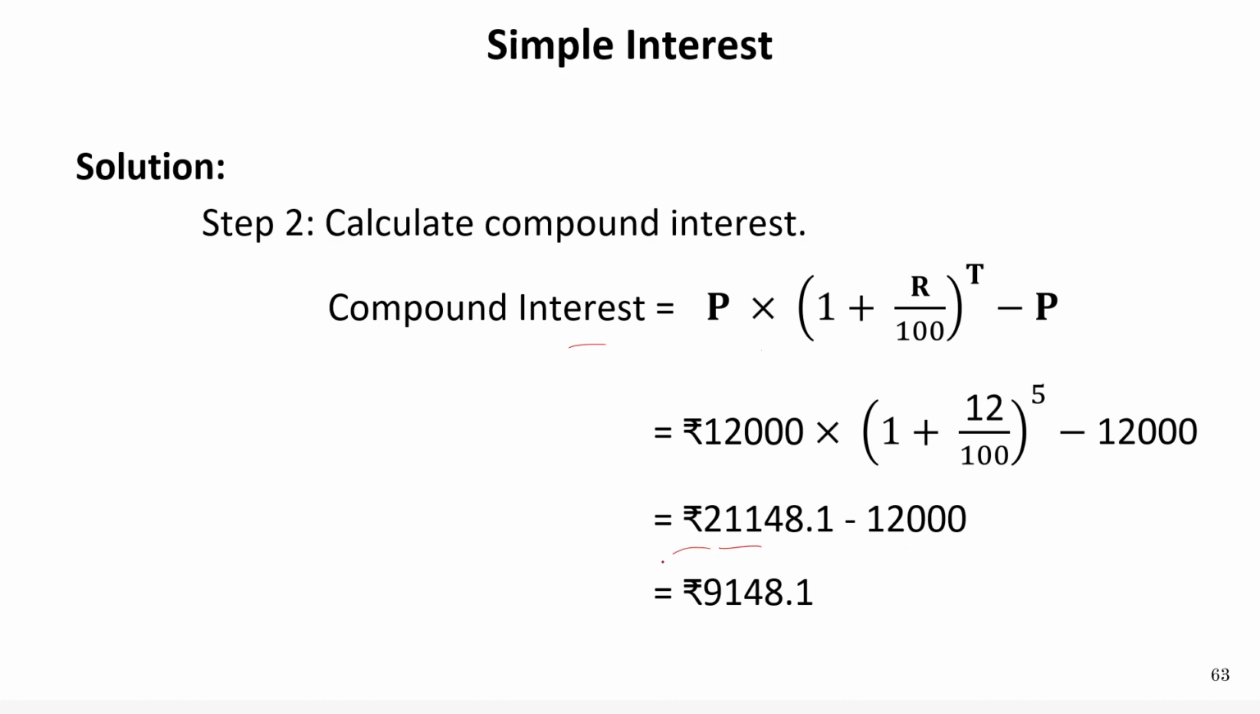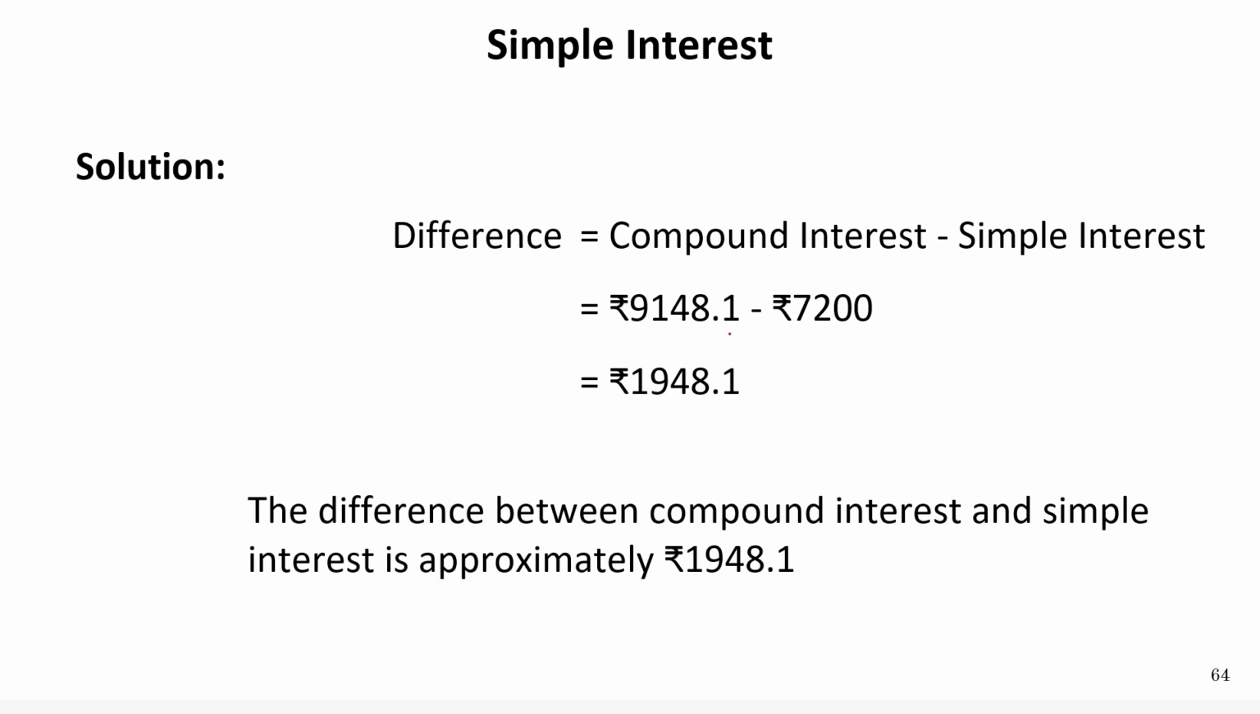So 21,148.1 minus 12,000 is equal to 9,148. So the difference is 9,148.1 minus 7,200, that is equal to 1,948.1. Okay. So if we subtract the simple interest from the compound interest, the remaining amount, that is the difference, is 1948.1. So the difference between compound interest and simple interest is approximately 1948.1 rupees.